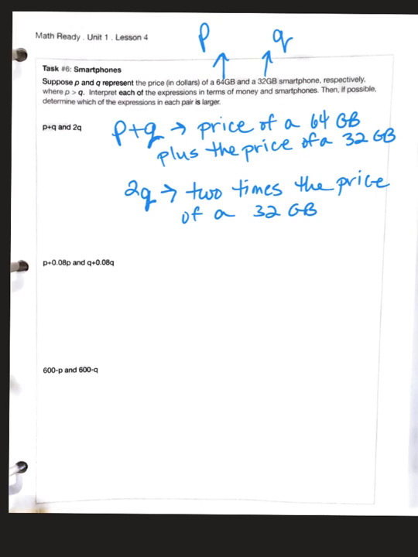So that's using reasoning. You also could plug in numbers if it helps you. For instance, a 64 gig phone, let's say it's $600 and a 32 gig is $400. So in that case, 600 plus 400 would be 1,000 in the first scenario, and in the second one, 2 times 400 would be 800. So $1,000 is definitely greater than $800. So we would determine that P plus Q is your larger of the 2 expressions.